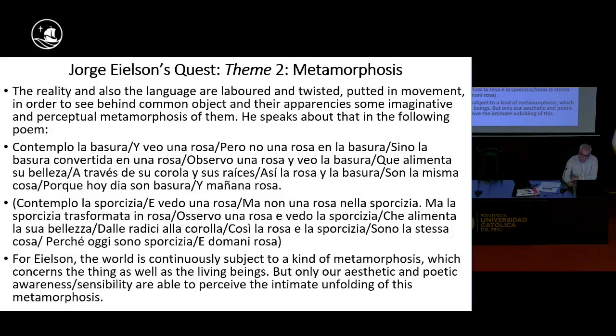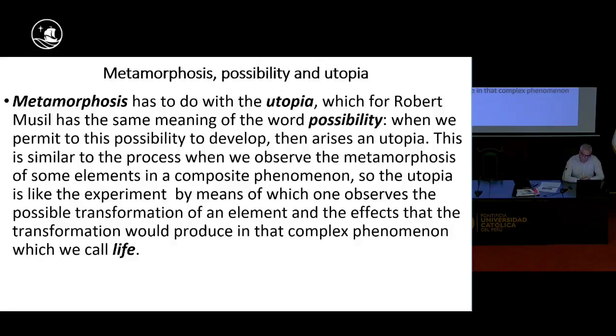There is a relationship between metamorphosis, possibility, and utopia. Metamorphosis has to do with utopia, which for Robert Musil has the same meaning as the word possibility. When we permit this possibility to develop, then a utopia arises. This is similar to the process when we observe the metamorphosis of some elements in a composite phenomenon, for example in physics or in chemistry. So utopia is like the experiment by means of which one observes the possible transformation of an element and the effect that the transformation would produce in that complex phenomenon which we call life.